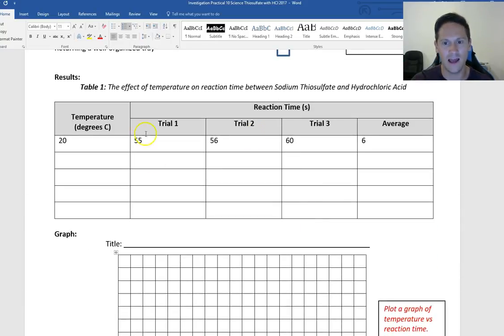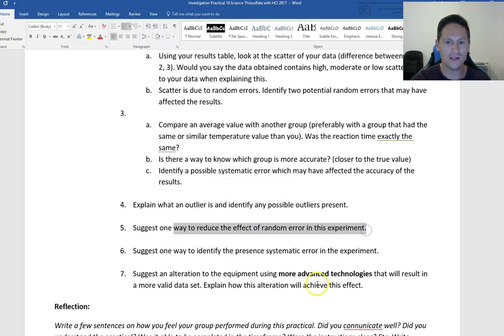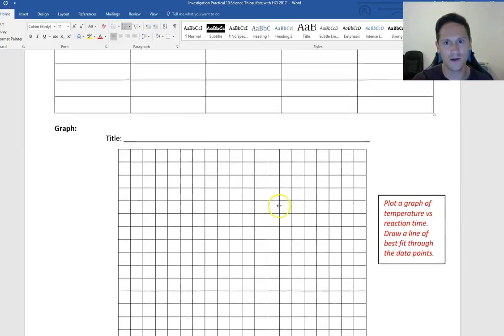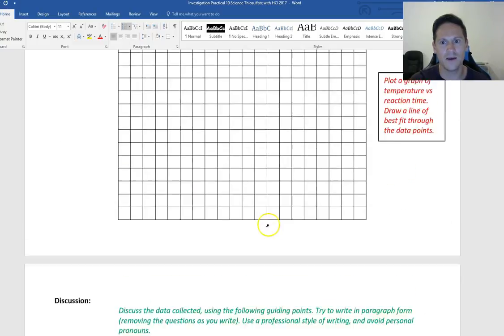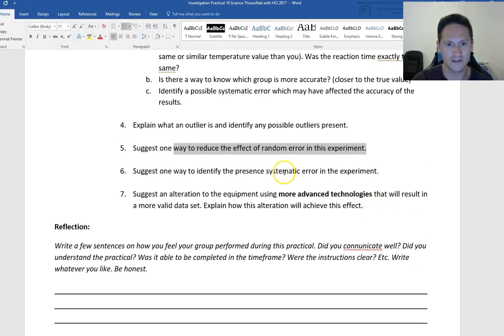It's unlikely to have outliers because we're doing 3 trials, okay? If you did 1 trial, then it's more likely to get outliers, okay? You still want to explain what it is, so just clearly explain it. If there's none, just say no outliers are present in the experiment. One way to reduce the effect of random error, I felt like we tried to do this by doing the trials, so your sample size of 3, increasing the sample size and obtaining an average is going to be reducing the effect of random error.